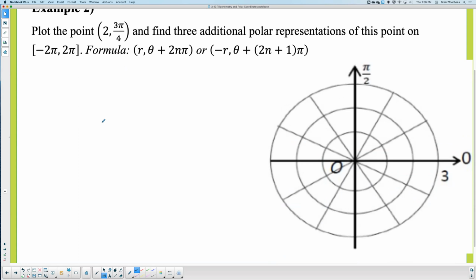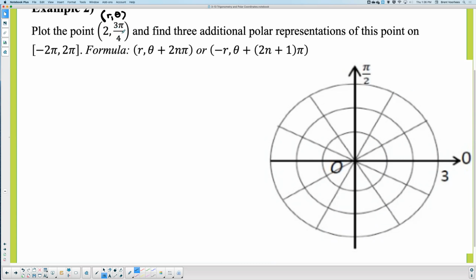I want you to go ahead and do that while I give you just a moment. I want you to think about where would you plot 2, 3 pi over 4. Where do you think that would belong on this polar graph? So once you determine where you think it'll be, plot that point.